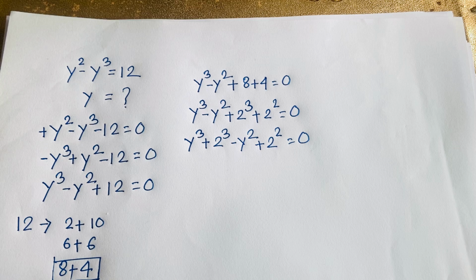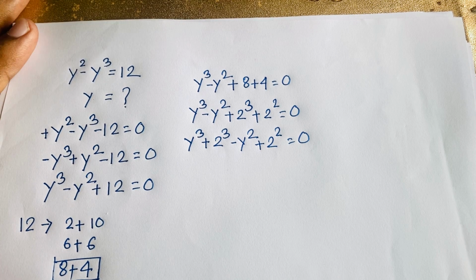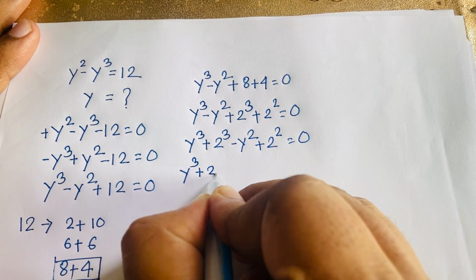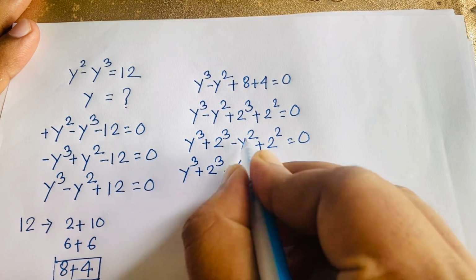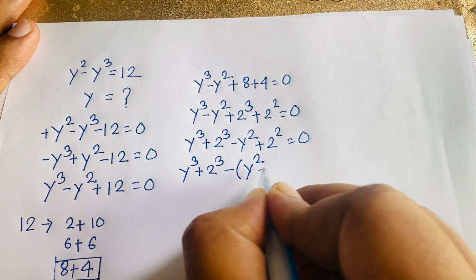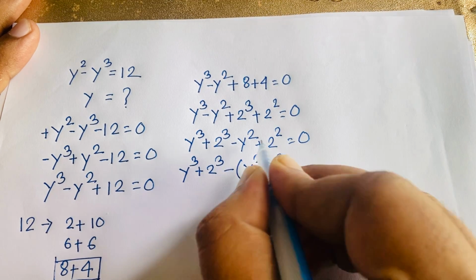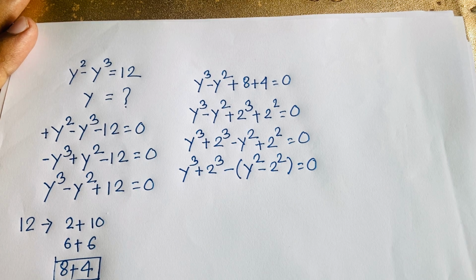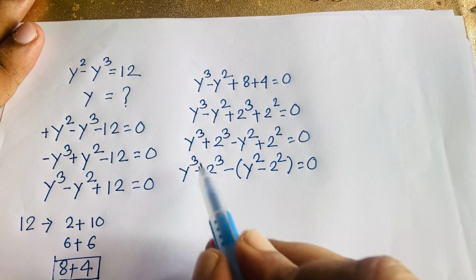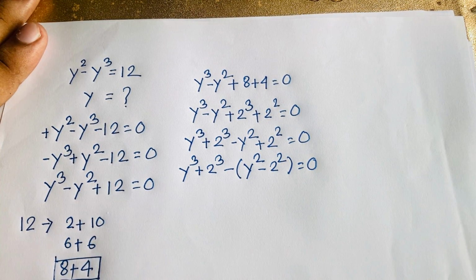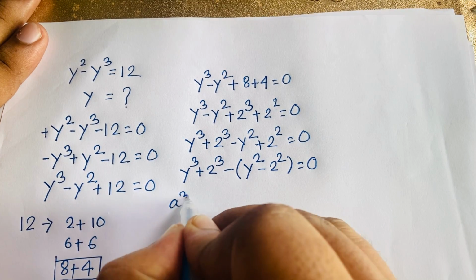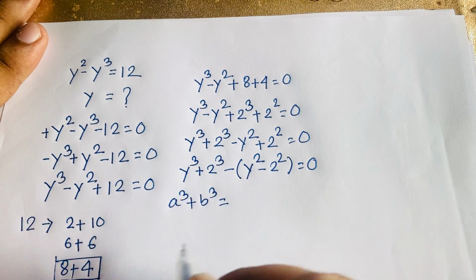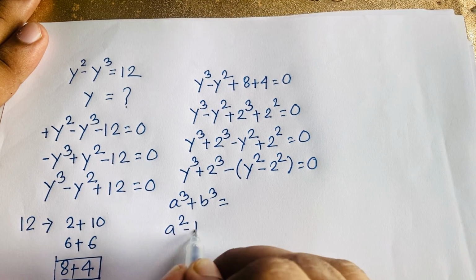Now it will be y to the power 3 plus 2 to the power 3, and minus is common, so y square minus 2 to the power 2 is equal to 0. Now y to the power 3 plus 2 to the power 3 is like a cube plus b cube, and y square minus 2 square is like a square minus b square.